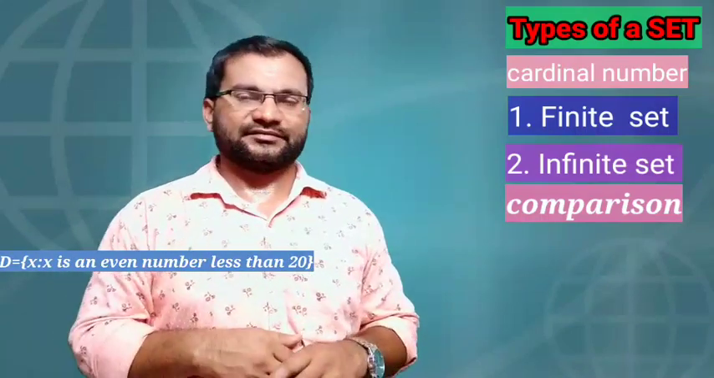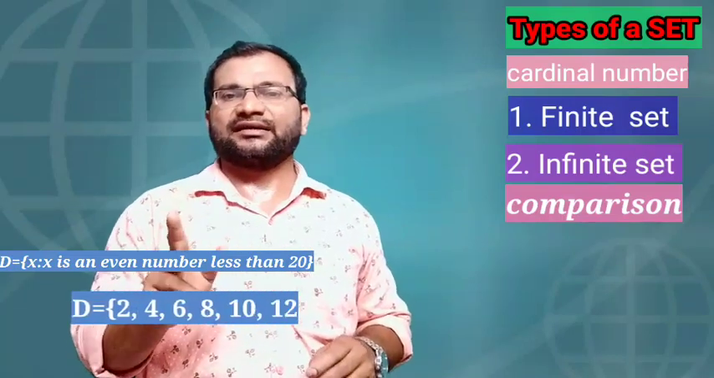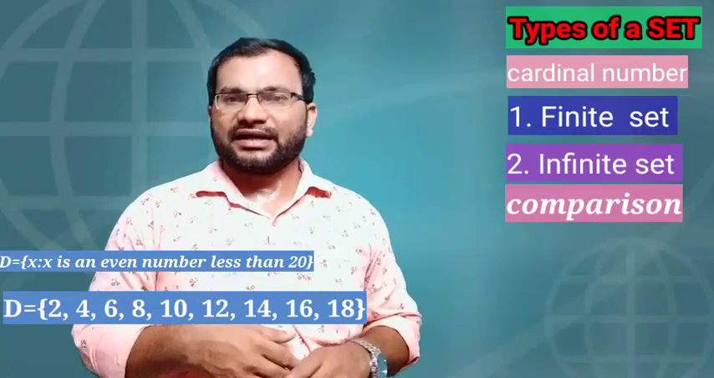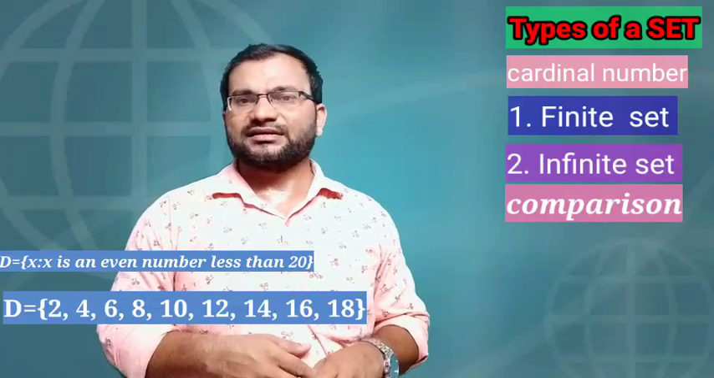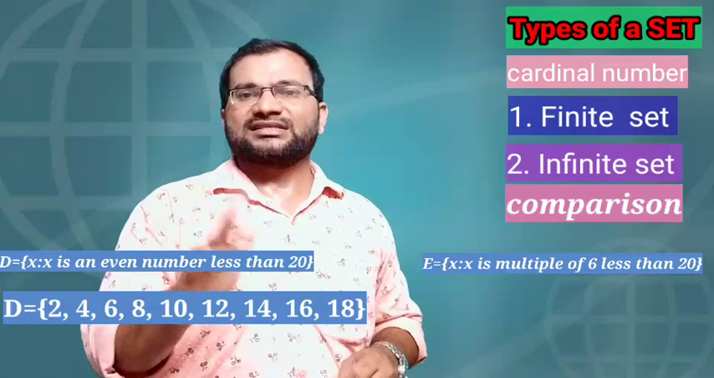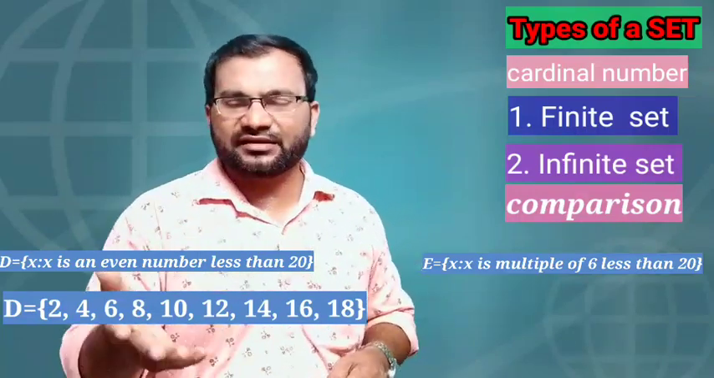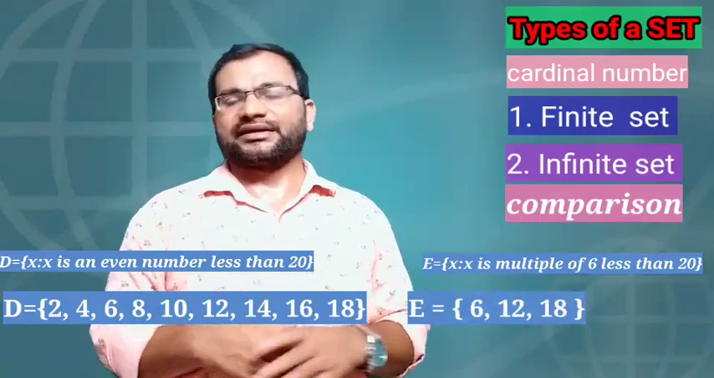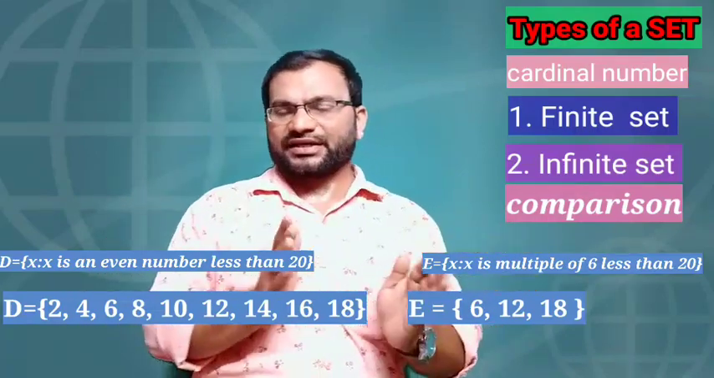So I get my set D equal to 2, 4, 6, 8, 10, 12, 14, 16 and 18. And I take another set E, which is {x such that x is a multiple of 6 less than 20}. So here the multiples of 6 less than 20 are 6, 12, 18. Here you observe set E is 6, 12, 18.